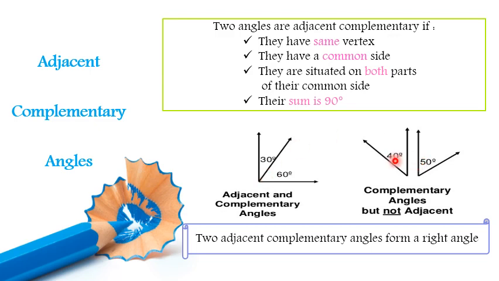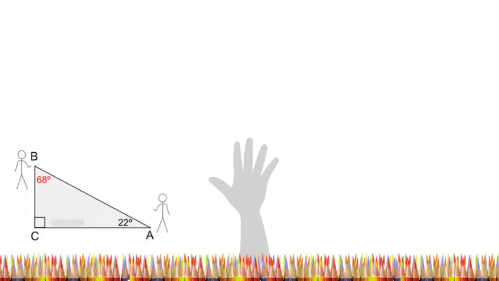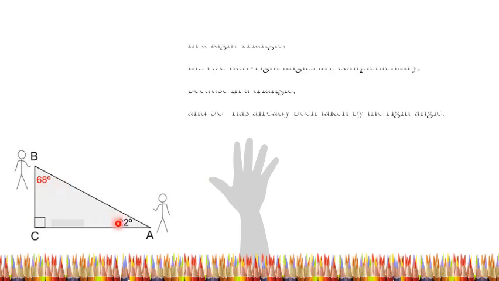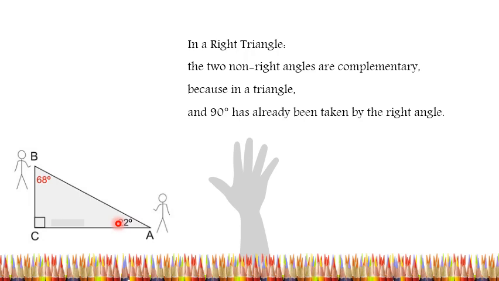Look, here we have 40 plus 50. They form 90 degrees, so I can say that they are complementary angles, but wait, they don't have the same vertex. They are separated angles, so they are complementary, but they are not adjacent because they don't have the same vertex. Here I have ABC: 68 degrees plus 22 degrees, together they form 90 degrees.